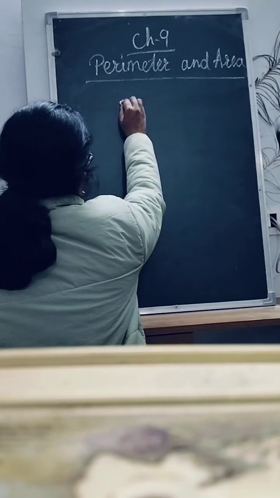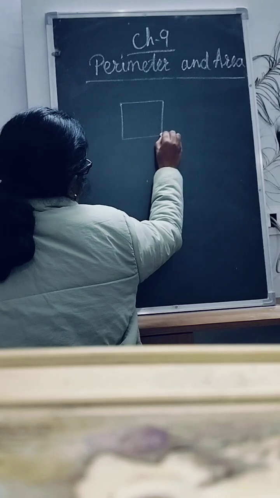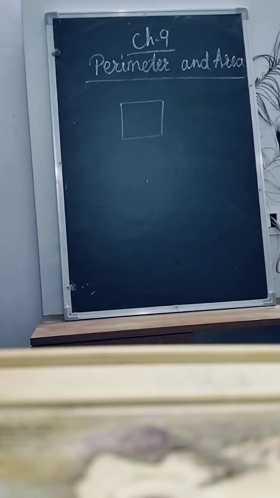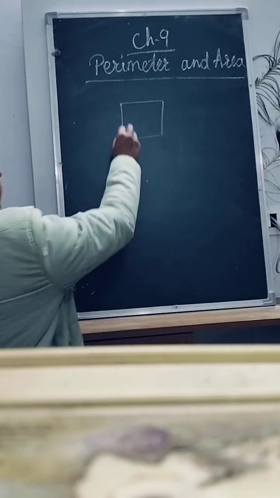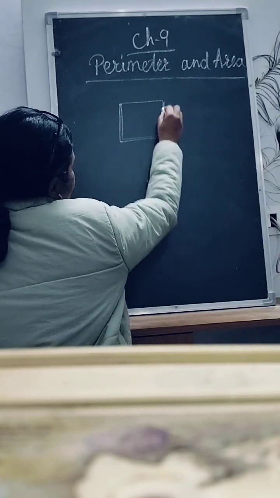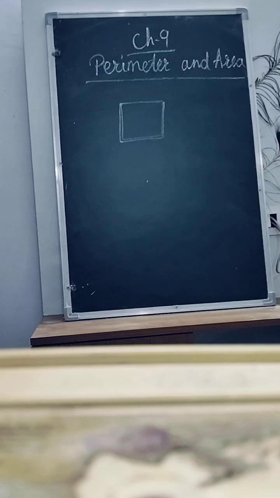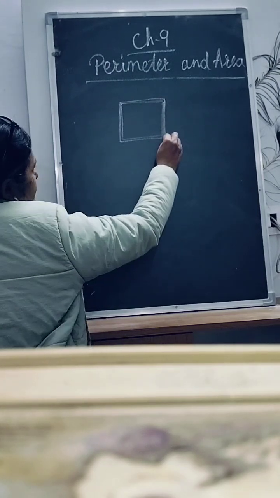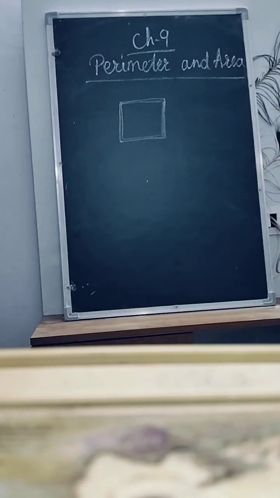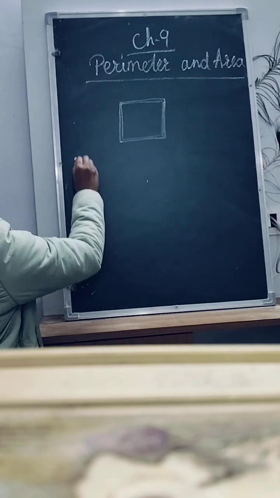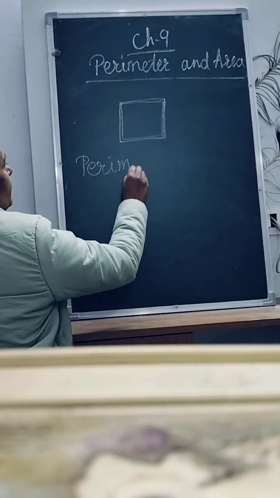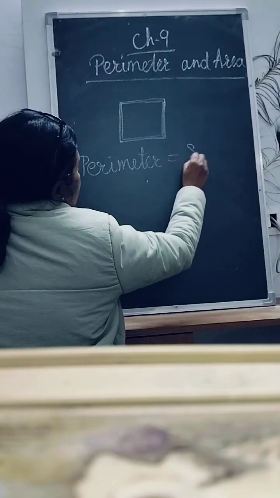Now suppose we are having a square. This is a square field. If someone asks us to find out the cost of fencing, first of all, fencing means the outer boundary. Fencing is always done at the outer boundary. So we will be finding the perimeter. Okay, so for fencing we will find out the perimeter, and perimeter is sum of all sides.